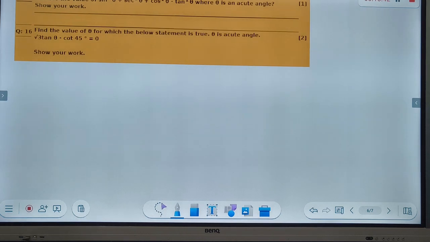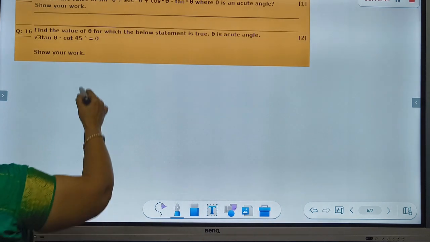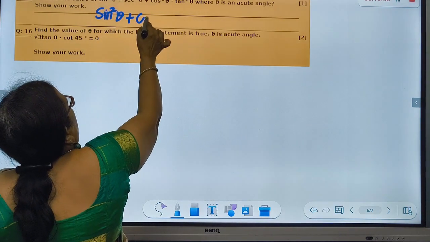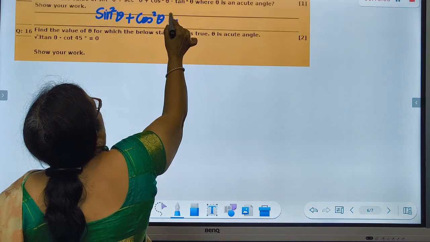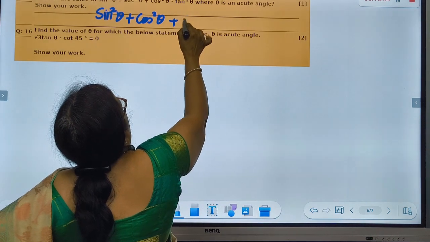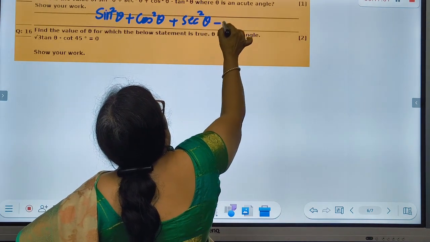What is the value of sin square theta plus secant square theta plus cos square theta minus tan square theta, where theta is an acute angle? So, I can rewrite this as sin square theta plus cos square theta plus secant square theta minus tan square theta.